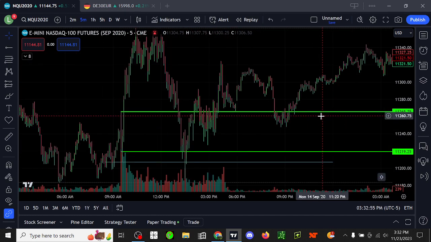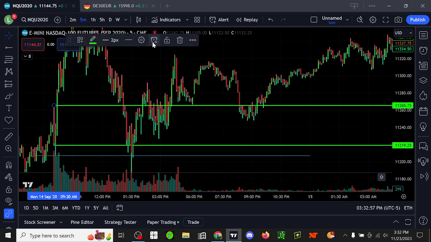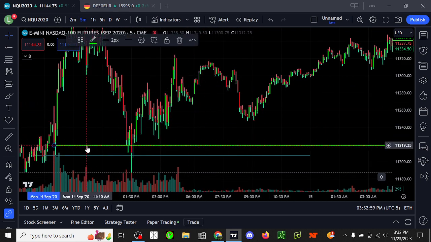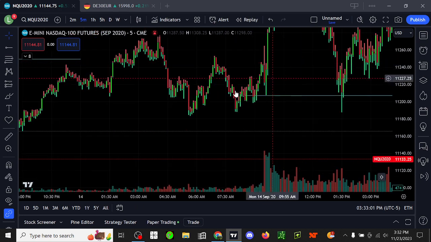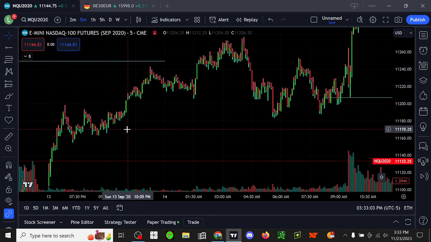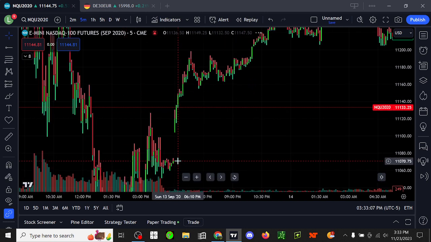Figuring out how to properly and completely optimally trade this is going to take time. I don't even know how to completely optimally trade it. There's so many possibilities for what you could do. Anyway, let's go to the previous day.